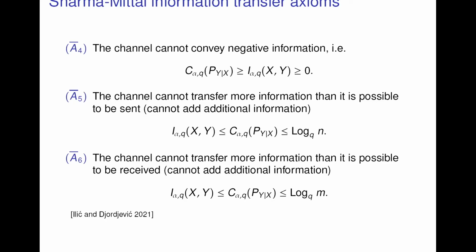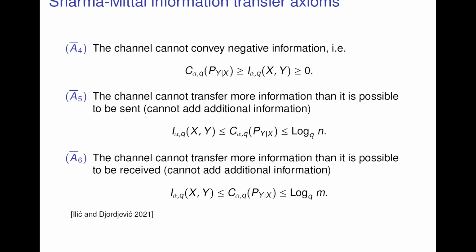And this asks first that our information transfer measure is non-negative. So if we measure the information, we expect that it is a positive number. Then we expect the information transfer measure to be upper bounded by the maximal possible information that can be generated by the input and the maximal possible information that can be received by the output. Because if we say that more information was transferred than was sent, it means that the channel added additional information without reason. And a similar consideration applies if the information transfer is higher than the maximal output information.